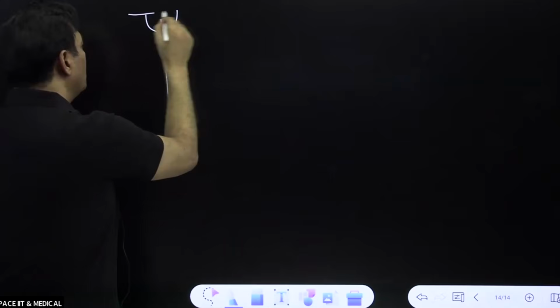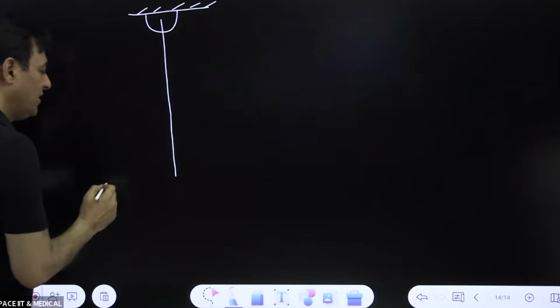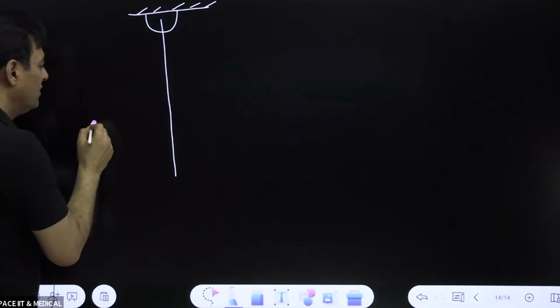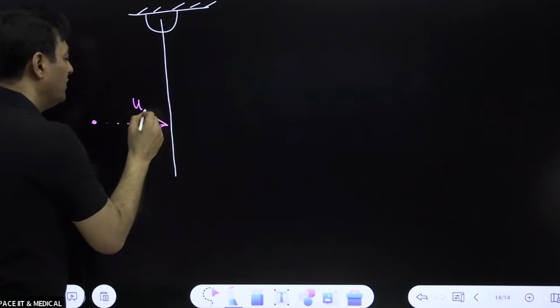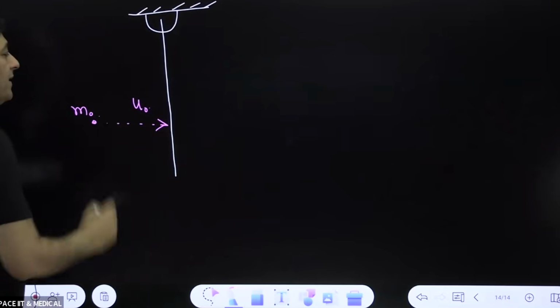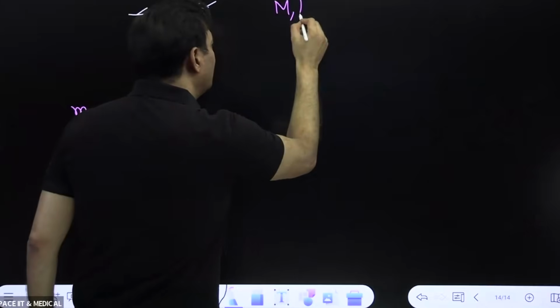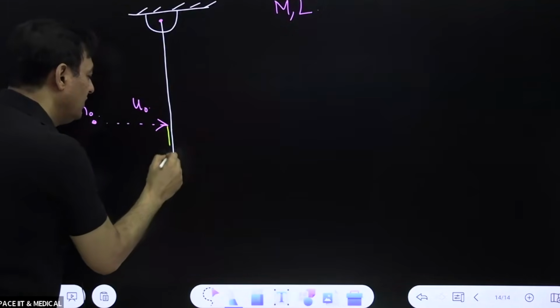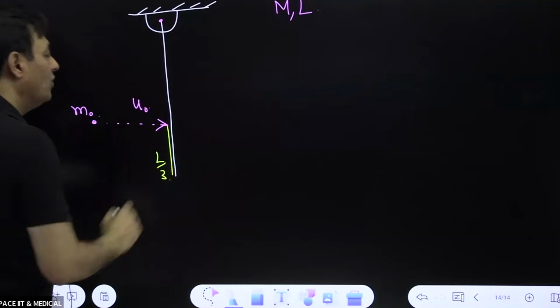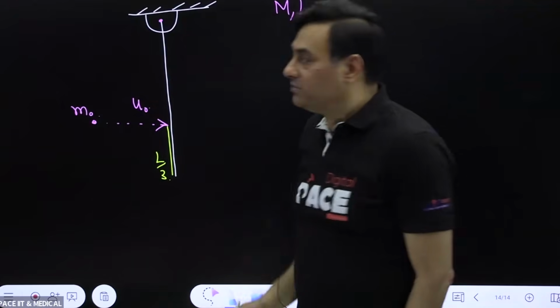I have a rod hanging from the wall, and it is hinged here. There is a point mass which is coming and going to hit it at this level with a velocity u0. Mass is m0. This is a rigid rod, hinged here, mass m, length L. This distance is L by 3. Now, if I ask you to describe the motion of this point mass, suppose a perfectly elastic collision.